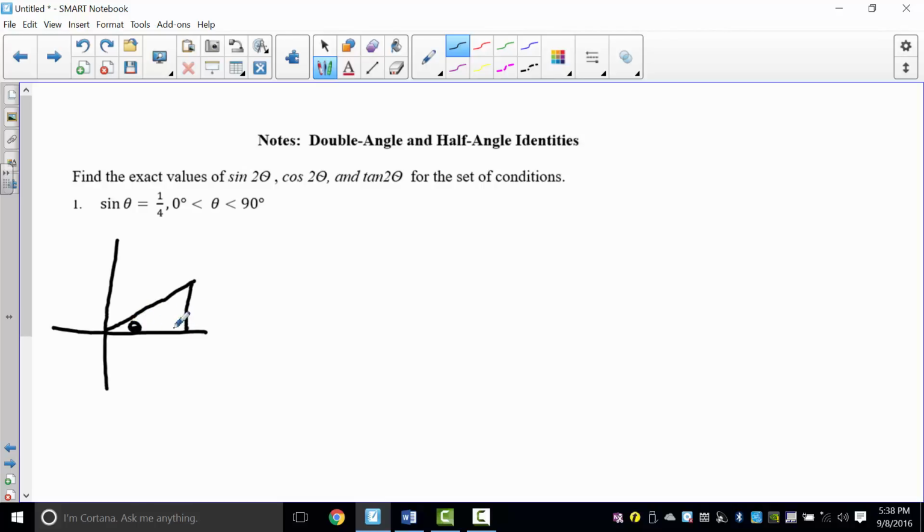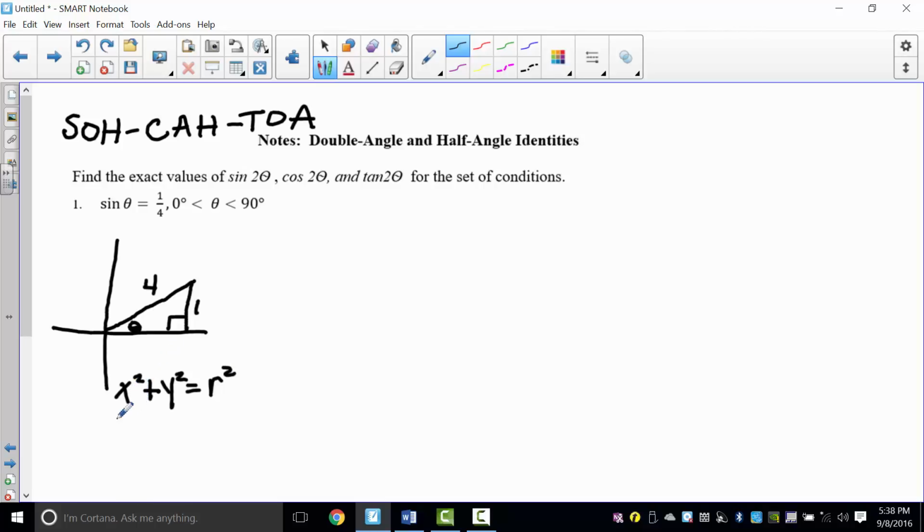So theta is here, and it forms a right triangle. You know that sine is opposite over hypotenuse, cosine is adjacent over hypotenuse, and tangent is opposite over adjacent. So sine of theta is opposite, which is 1, over hypotenuse, which is 4. To find the missing side, we use x squared plus y squared equals r squared. R is your hypotenuse. It's much like the Pythagorean theorem.